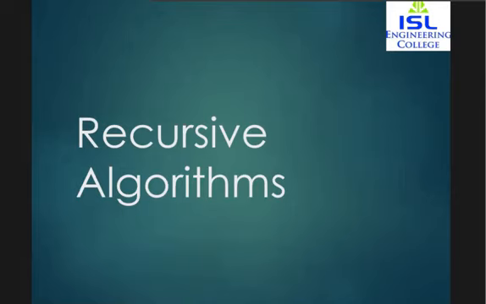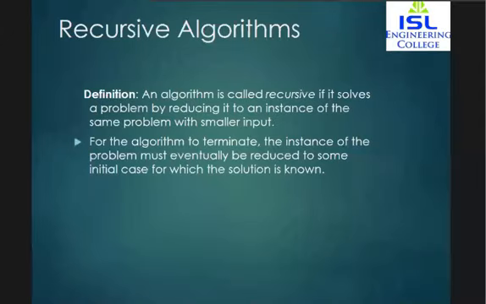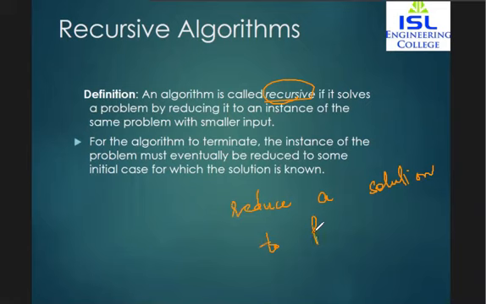First, we are supposed to see a few algorithms which are recursive. Let's see the definition of recursive algorithms. An algorithm is called recursive if it solves a problem by reducing it to an instance of the same problem with smaller input. Now, what does this mean? It means that the solution of a problem can be reduced with a particular set of input values, and we get the same problem with smaller input values.